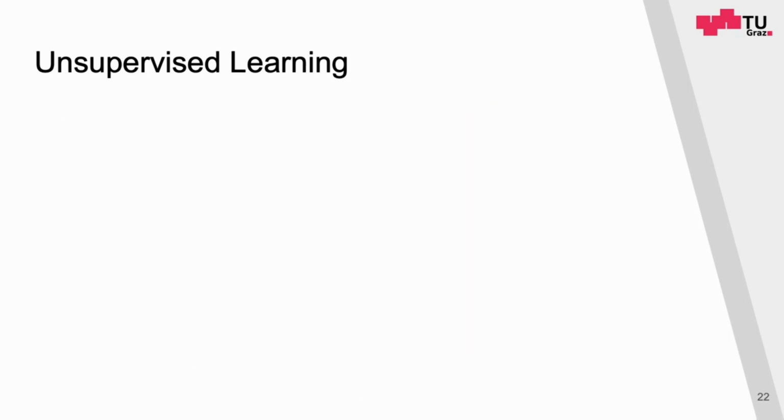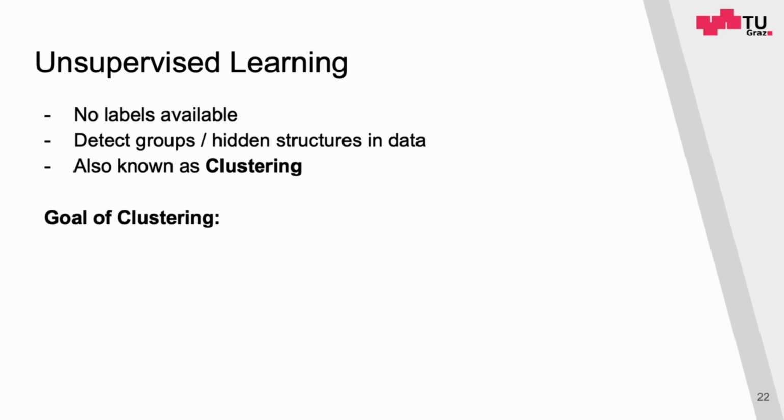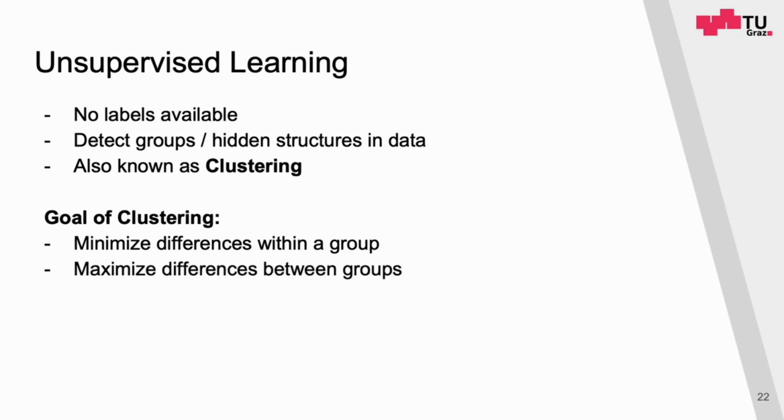So to recap, in unsupervised learning, we don't have any labels available which describe our data. Further, we want to detect groups or hidden structures in the data. And this is also known as clustering. And the goal of clustering is to minimize the differences within a group. So all the samples inside of a group or inside of a cluster should be minimized. So all the differences in a group should be minimized. So they should be as similar as possible. And the differences between those detected groups or clusters should be maximized.